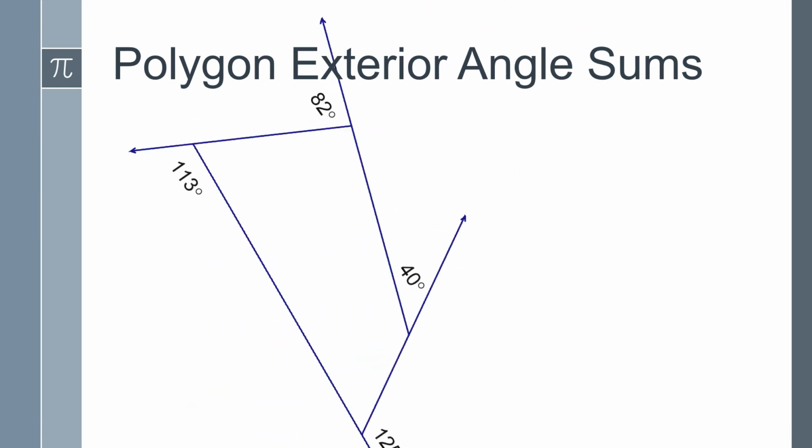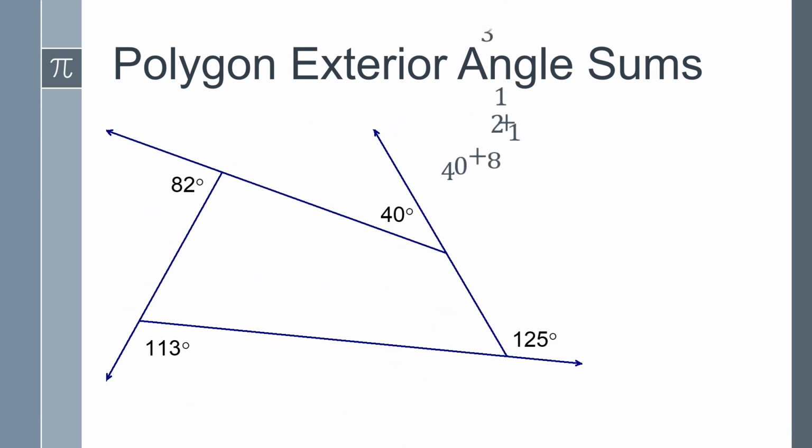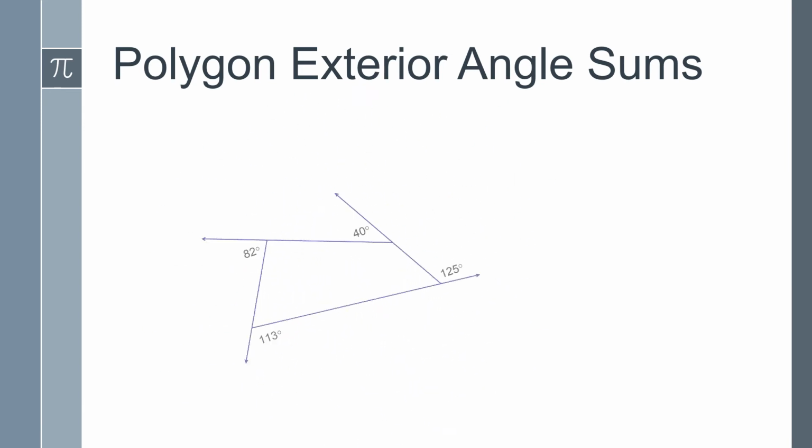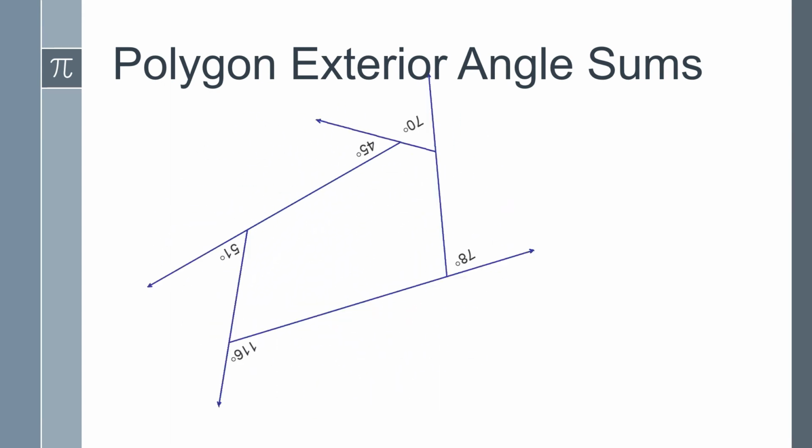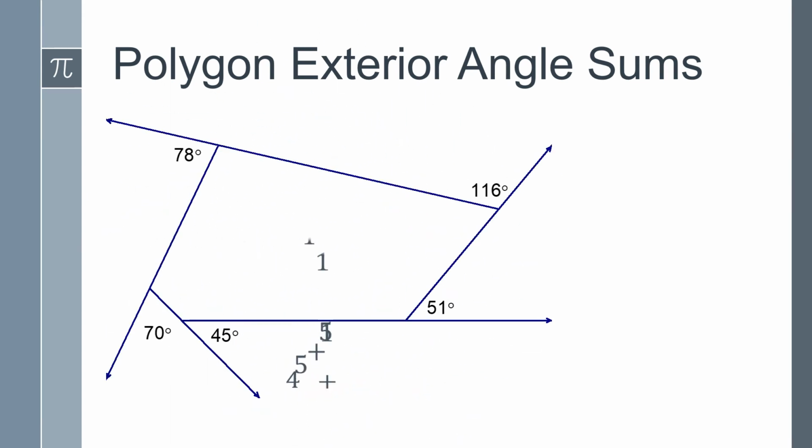Quadrilateral. And that adds up to 360. 40 plus 82 plus 113 plus 125 is 360. When we add those 5 angle measurements up, again I get 360.